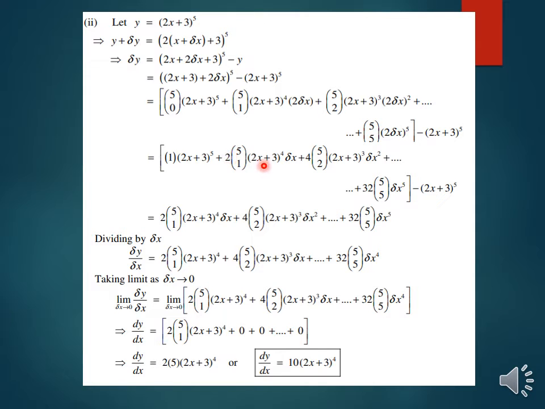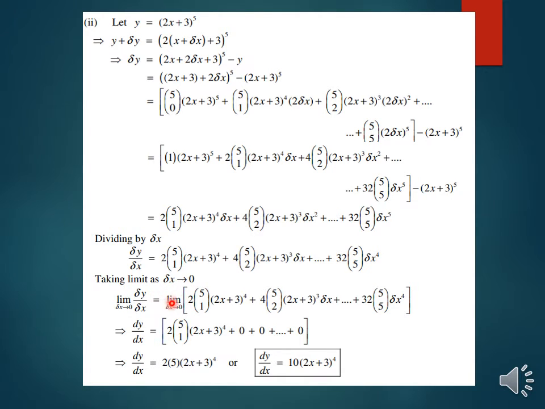So next step, 5C0 is equal to 1, and 5C1 times 2, and (2x plus 3) whole term remains same, and this is the last term. So this is the first term and this is the last term (2x plus 3) raised to the power 5, which cancels out, and the remaining terms we write here as they are. And in the next step we divide by delta x. If we divide this equation by delta x, then delta y upon delta x. So here delta x is finished, and there delta x is square, so one delta x is remaining, and here delta x is to the power 5. Then if we divide it by delta x, delta x to the power 4 is left.